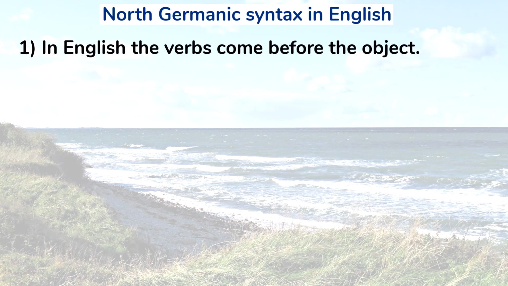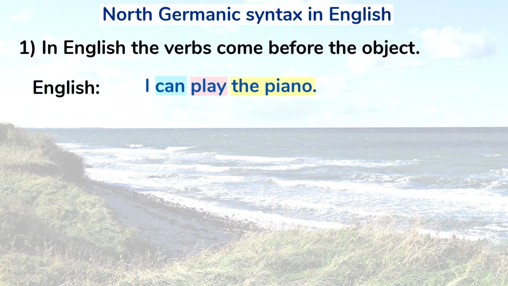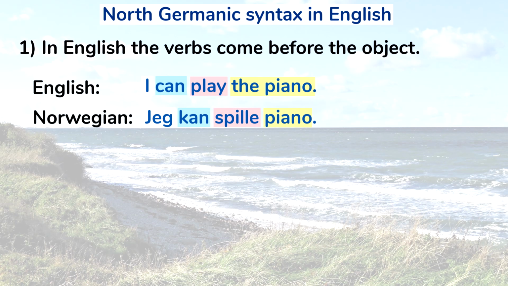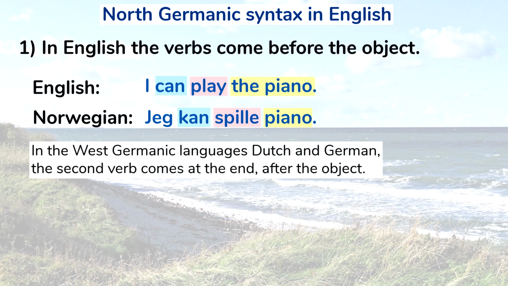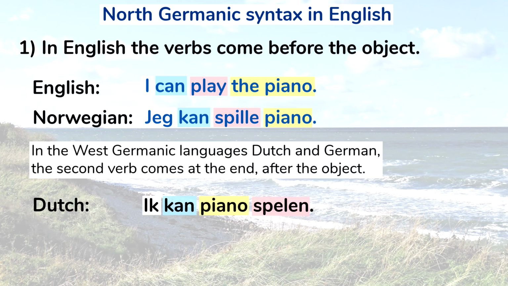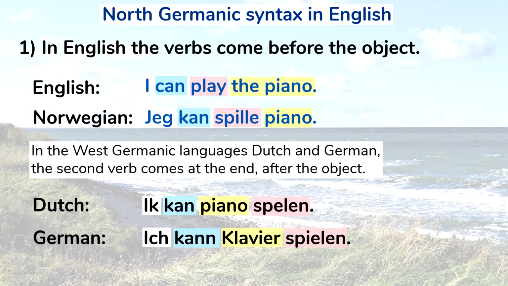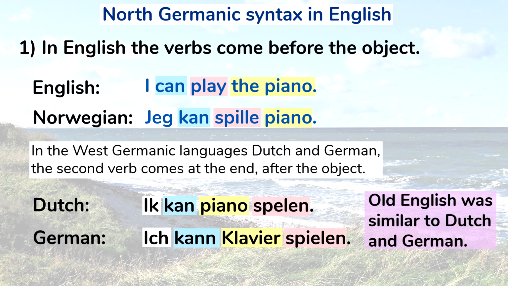In English, the verbs come before the object. I can play the piano. This is similar to the North Germanic word order. In Norwegian, Jeg kan spille piano. In the West Germanic languages, Dutch and German, the second verb comes at the end, after the object. Ik kan piano spelen. Ich kann Klavier spielen. Old English was similar to Dutch and German in this regard.